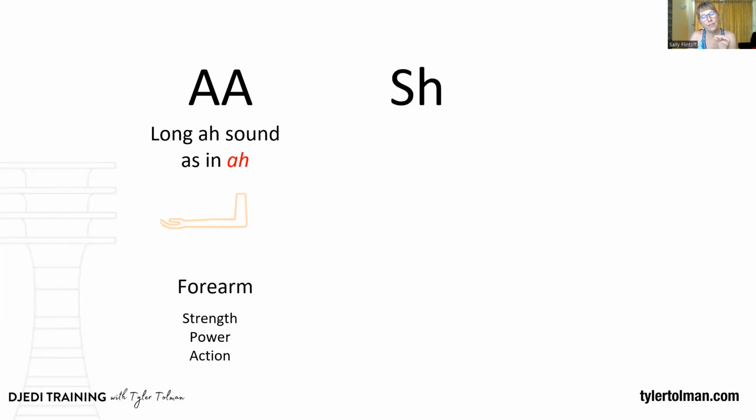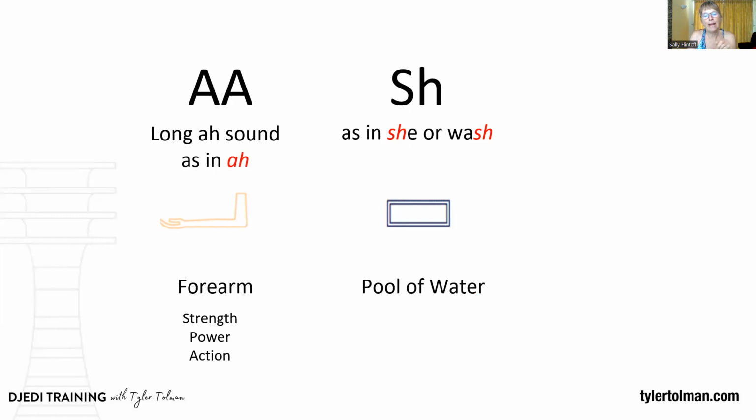Sh is a single sound, even though it's written with two letters. So as in she or wash. So if your name is Sheila, you would use this letter rather than an S and an H. It's blue and it's a pool of water. So this is sort of like, again, a bird's eye view looking down on a pool of water. And it represents water.